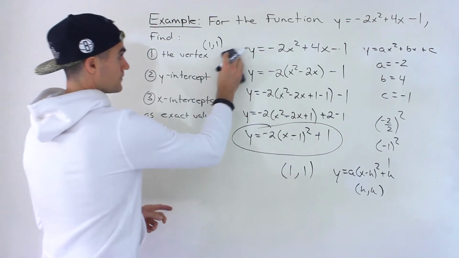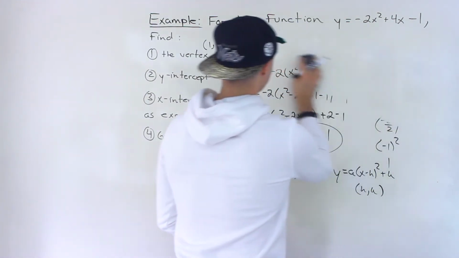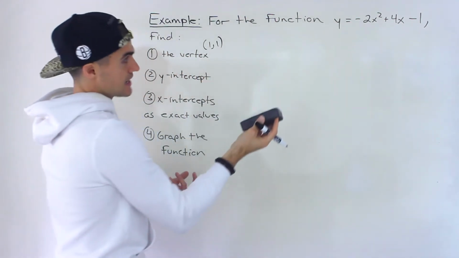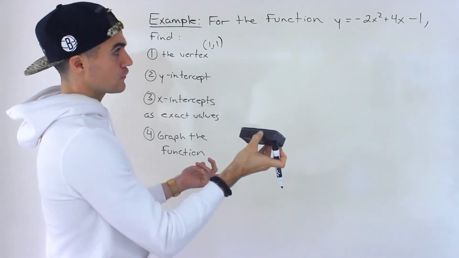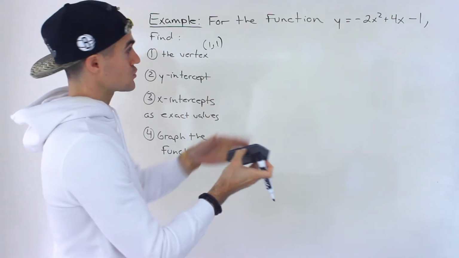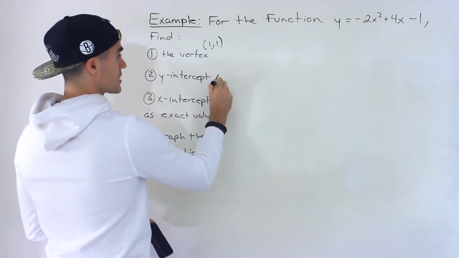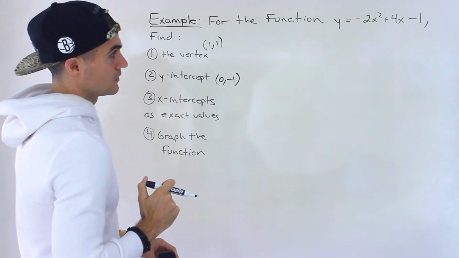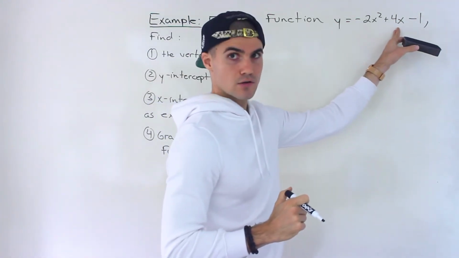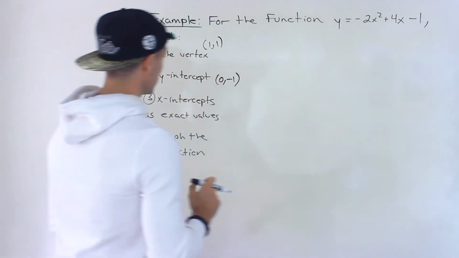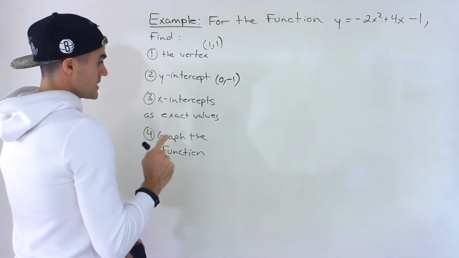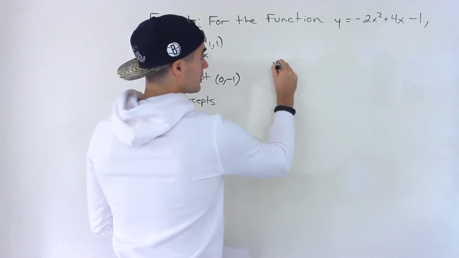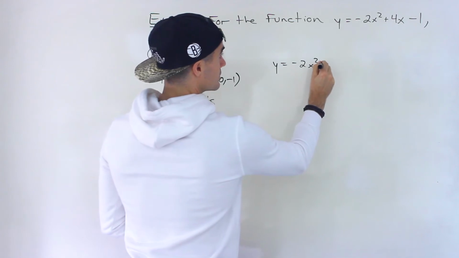What about the y-intercept? Well, it's pretty simple because it's in standard form, so we just have to plug in 0 for x, and it's just going to be that c value that's remaining. So it's going to be negative 1. So the y-intercept would be 0 and negative 1. Right? If we plug in 0 for x, we'd end up with y equals negative 1. And then the x-intercepts as exact values, notice that, let me rewrite this again, this doesn't factor smoothly.